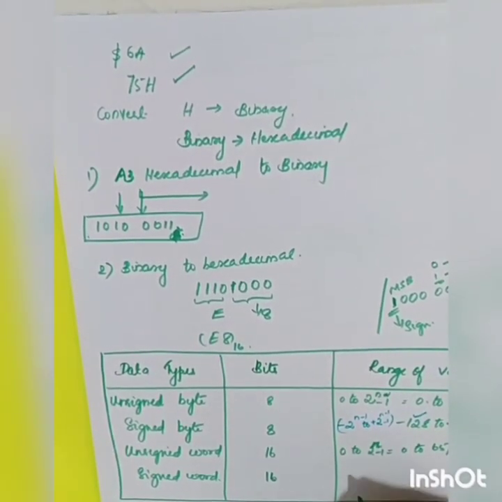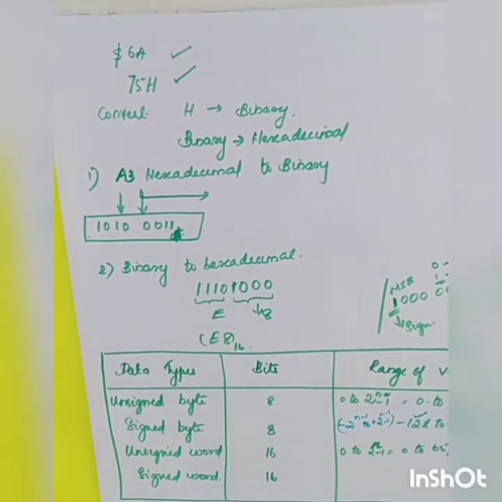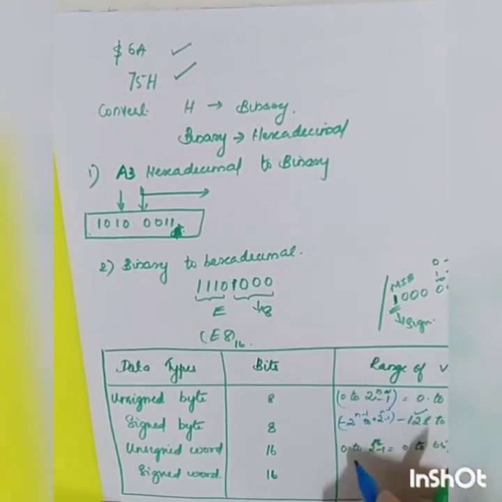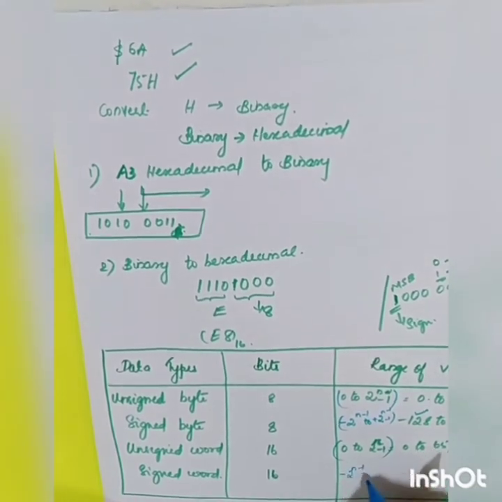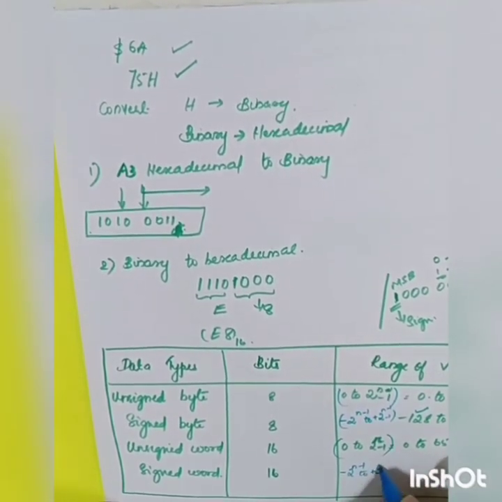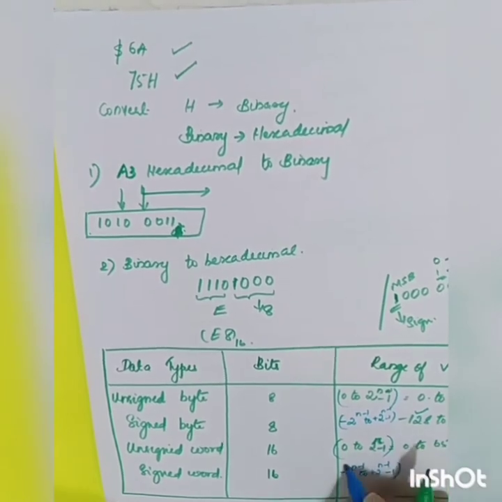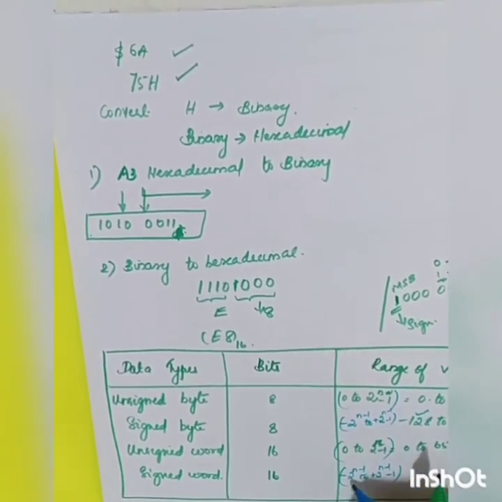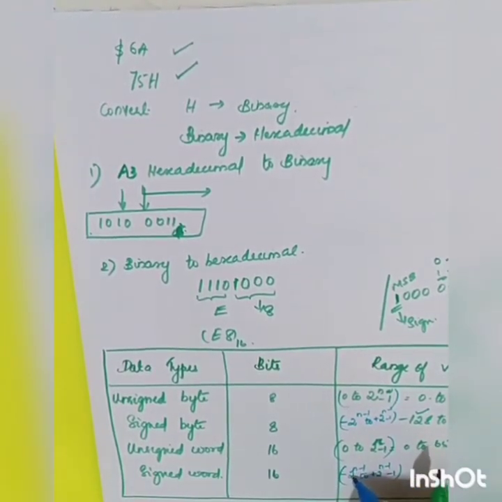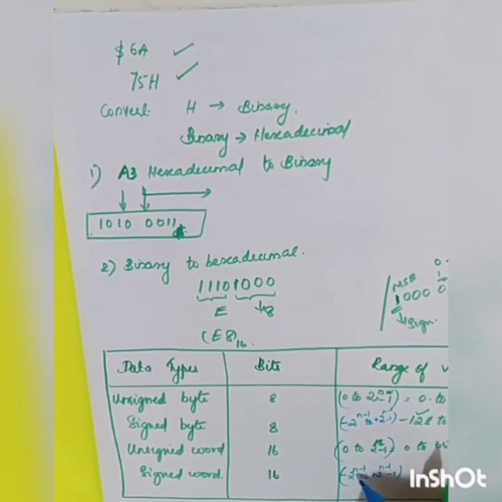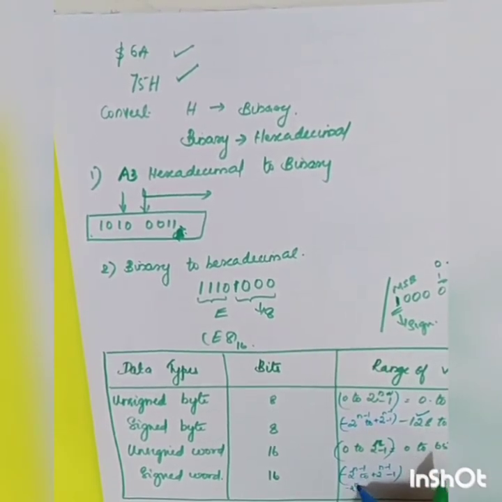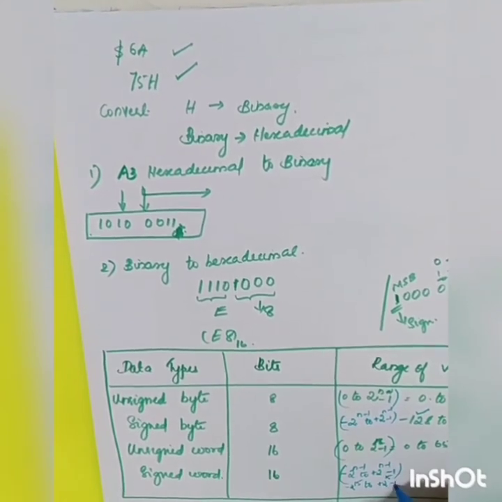So what will be your range? So what will be your range in this case? Minus 2 power n minus 1 to plus 2 power n minus 1 minus 1. So what will be your value? 2 power n minus 1. So it is 2 power 16 minus 1, which is 2 power 15. Minus 2 power 15 to plus 2 power 15 minus 1.